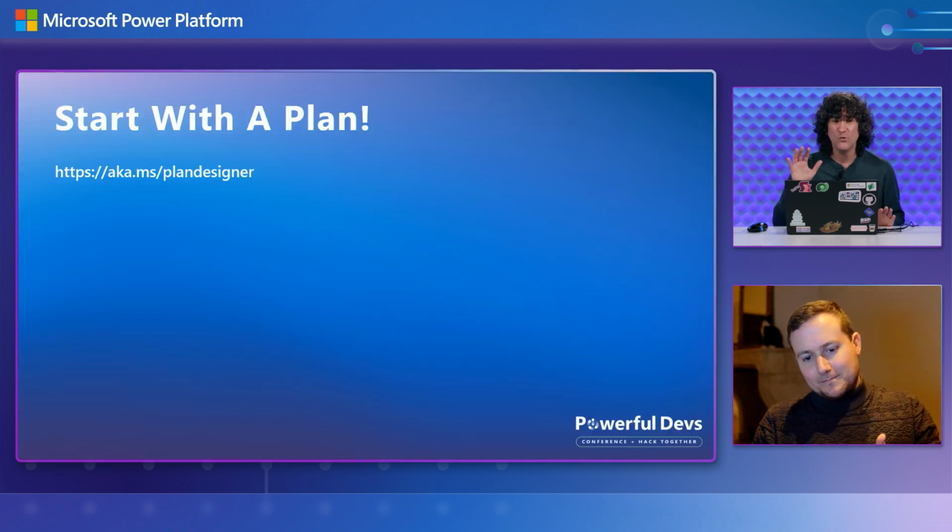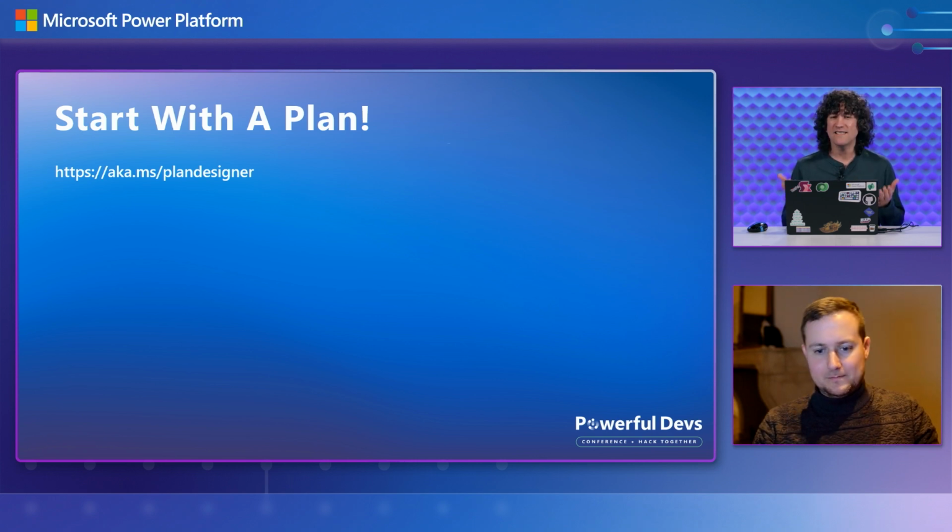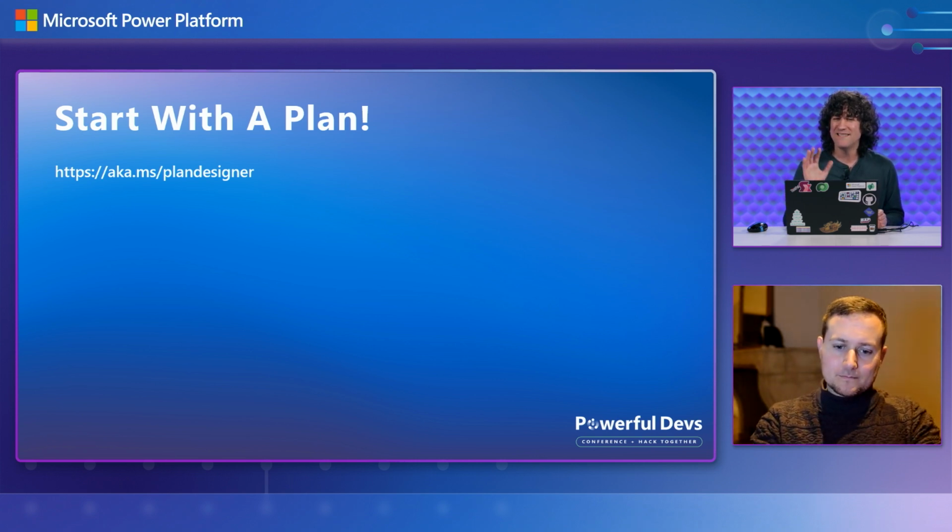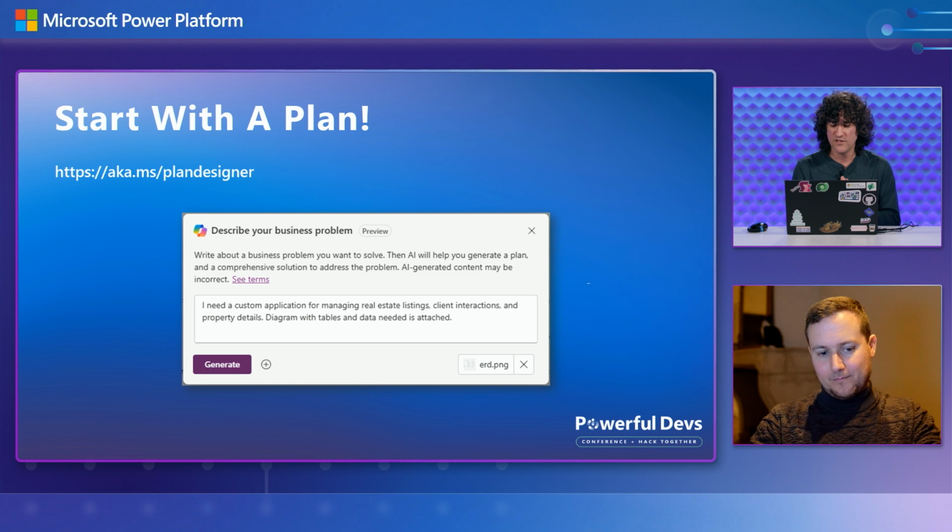So let's go and see that in practice. We need a scenario, we need an app to work. As I mentioned, we will work more with the Canvas app, but let's start with the plan. If you watched Leon's session before, he talked about the Plan Designer. That's a new feature which is public preview, which is an amazing Copilot-first experience for you to create applications, really comprehensive applications. The scenario that we will see today is we will create a custom application for managing real estate listings, client interactions, and property details.